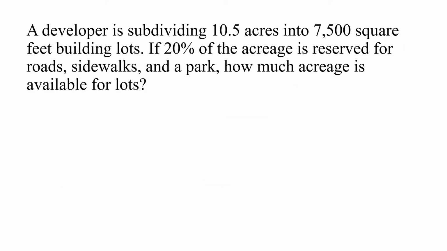A developer is subdividing 10.5 acres into 7,500 square feet building lots. If 20% of the acreage is reserved for roads, sidewalks, and parks, how much acreage is available for the lots? Okay. We have 10.5 acres. We've got to remove 20%. So that leaves us with what? 80%. So 10.5 times 80% equals 8.4 acres.